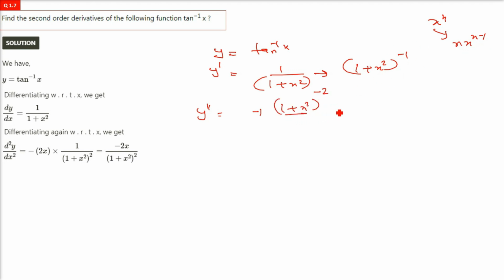So 1 plus x square differentiation has also to be done. 1 plus x square is 2x. You just write 2x. So you have a negative 2x, and 1 plus x square to the power minus 2, you can bring it down. So you have 1 plus x square here, and this is going to be your final answer, which is going to be your double differentiation.